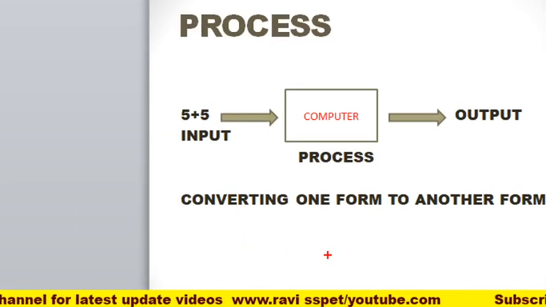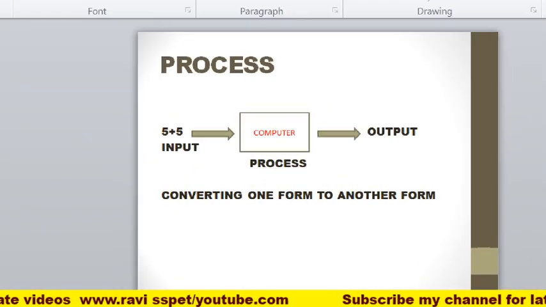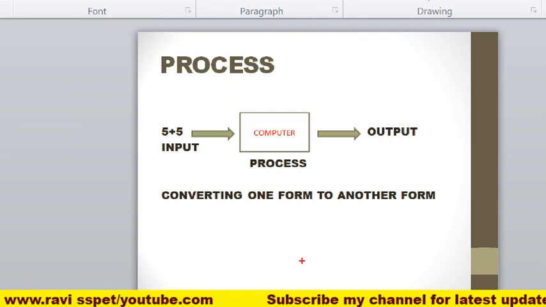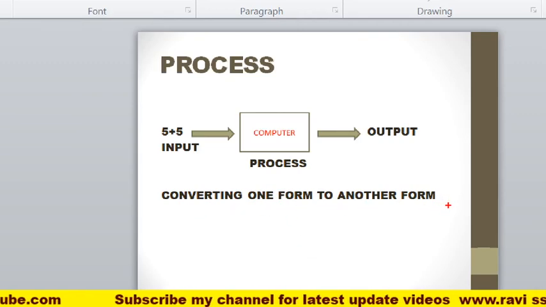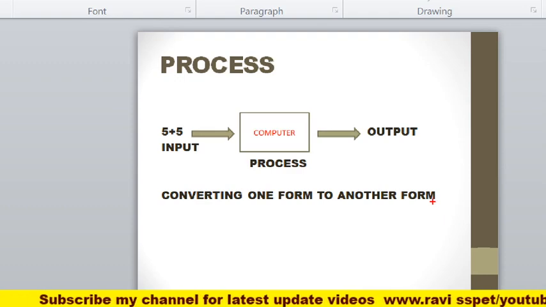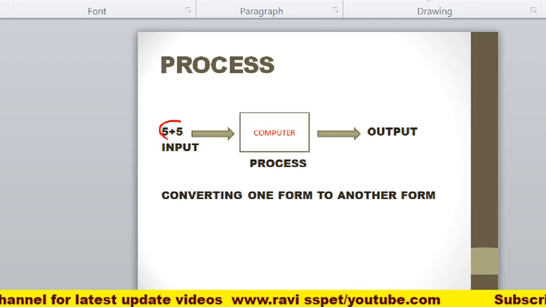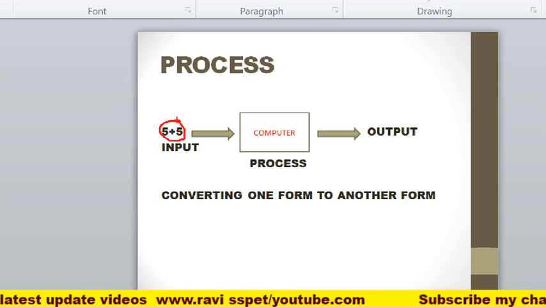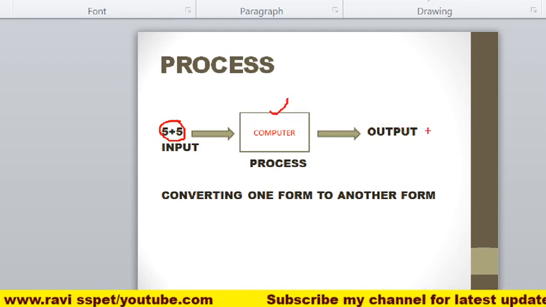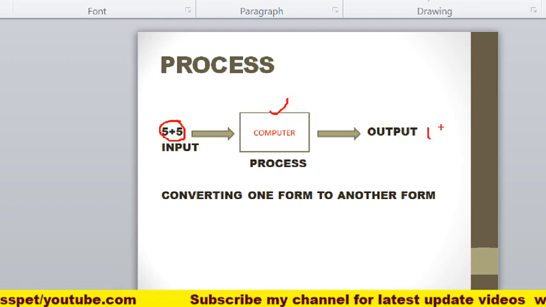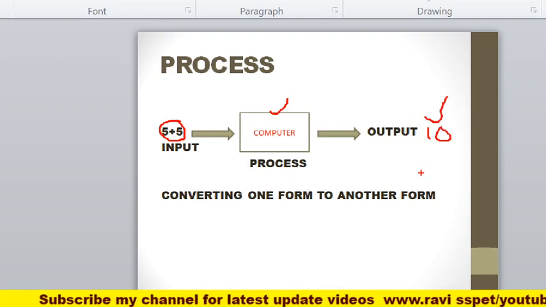Process is nothing but converting one form to another form. Converting one form to another form means, for example, here the input we are giving is 5 plus 5 to the computer. And what is the output we will observe? Here we will observe 10 as the output. This is the result we will observe.